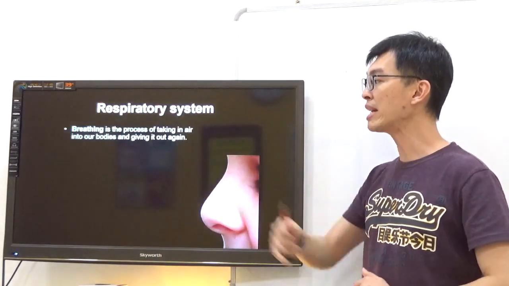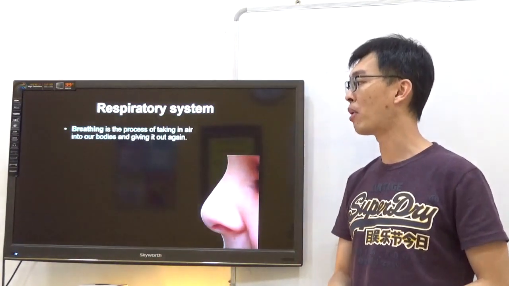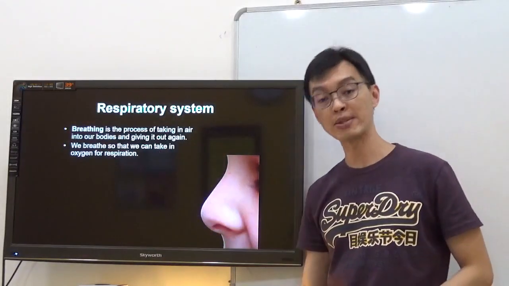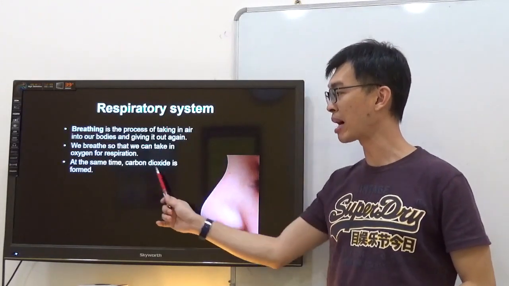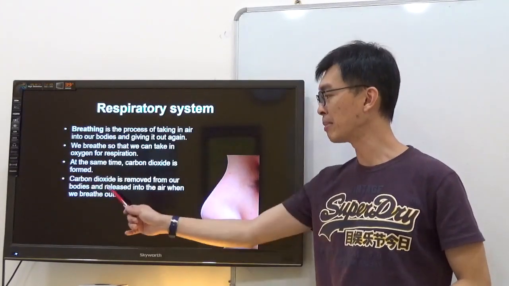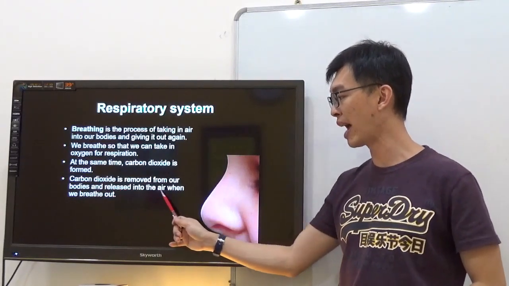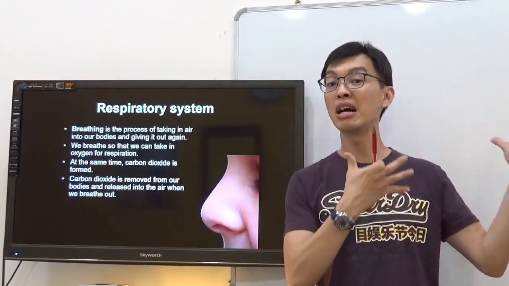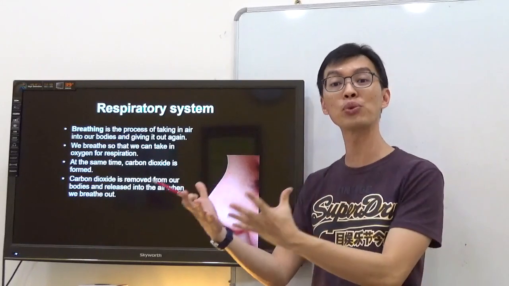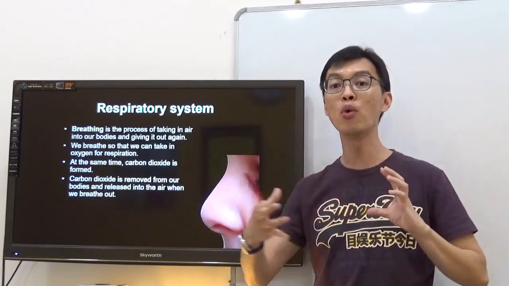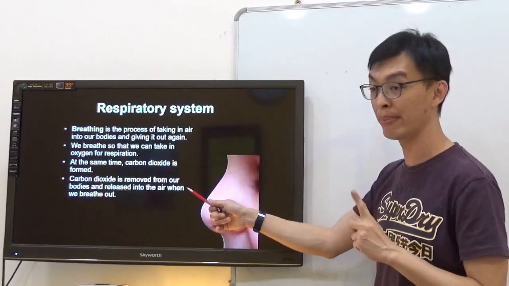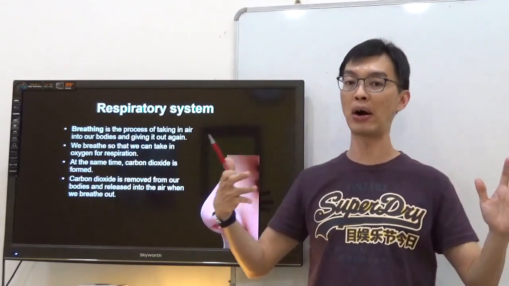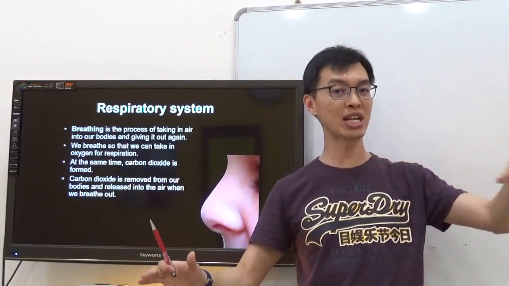Respiratory system. Breathing is the process of taking in air into our body and giving it out again. We breathe so that we can take in oxygen for respiration. At the same time, carbon dioxide is formed. Carbon dioxide is removed from our bodies and released into the air when we breathe out. Previously, when we learned about the circulatory system, we mentioned that the carbon dioxide-rich blood is carried to the lungs, and then the lungs remove the carbon dioxide. This is exactly what it means. Carbon dioxide is removed from the bodies, meaning from the lungs, and then we exhale out. Whew. So carbon dioxide just came out from me, right?